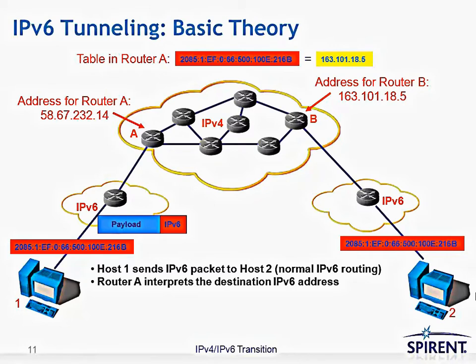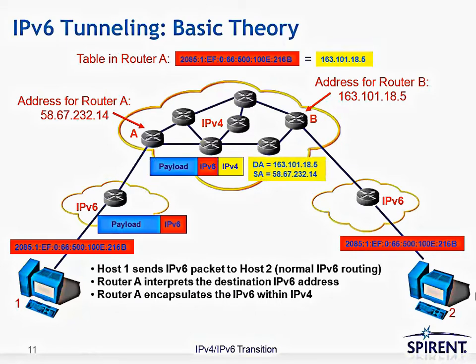So the table in router A says for that destination of host 2, use the tunnel endpoint of 163.101.18.5 and build that as a destination IP version 4 address once you encapsulate the IP version 6 packet in an IP version 4 packet. So router A encapsulates the IP version 6 packet within the IP version 4 packet. So now we have a packet where you have the original IP version 6 header and payload encapsulated inside of an IP version 4 packet, and notice the source and destination IP version 4 addresses are the tunnel endpoints of routers A and B respectively.